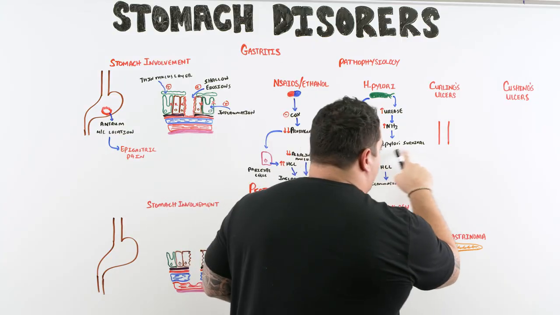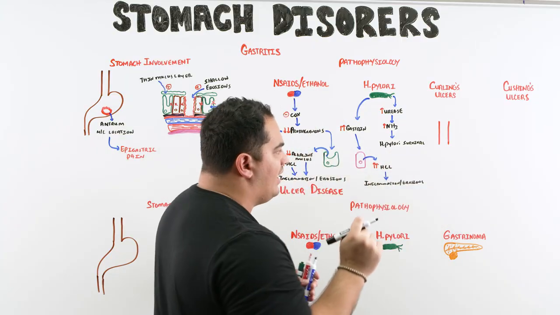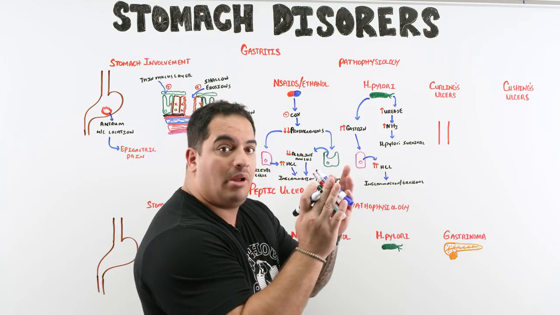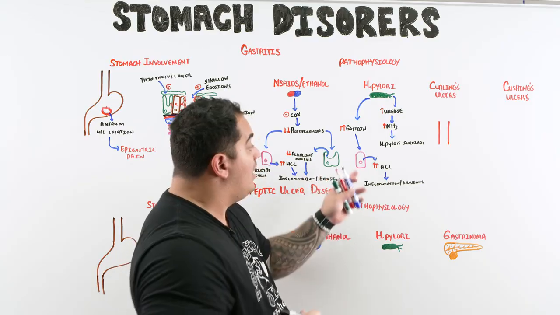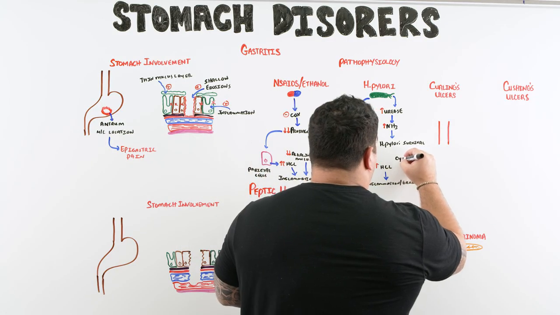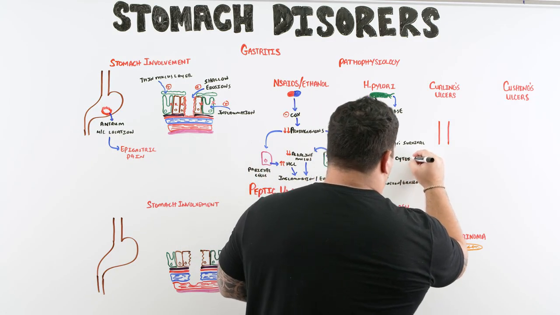And these bacteria have particular types of toxins, like CagA and VacA toxins, that they release, which affect the permeability and directly injure the cells of the mucosa. And so they induce cytotoxicity.